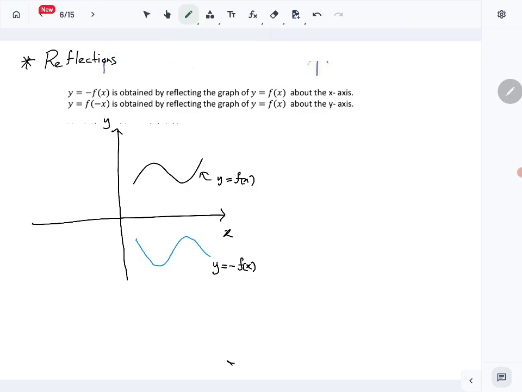So draw the mirror image. So here that is going to be y equals minus f(x). Think of the x-axis as your mirror and draw the mirror image. So that's the reflection. Right.